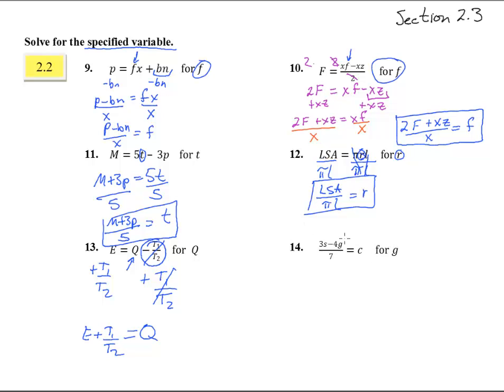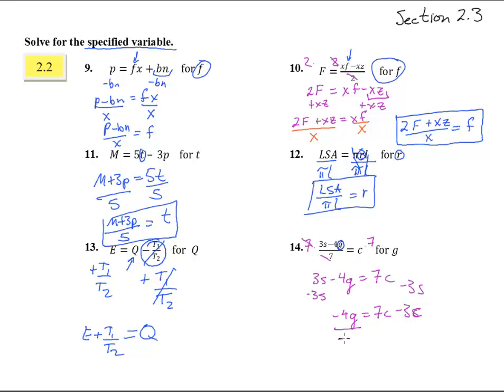Okay, we got to get g by itself. Where's g? There he is. So let's get rid of that fraction. Times by 7, times by 7. So we have 3s minus 4g equals 7c. We can subtract this 3s off, make the problem even smaller, minus 3s. So we get negative 4g equals 7c minus 3s.